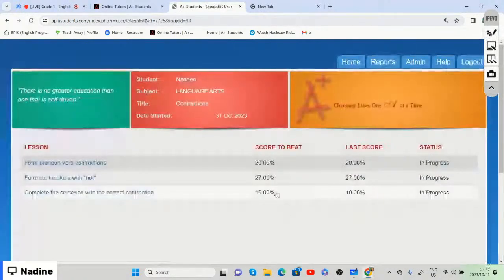So that is basically our lesson on contractions. We said that contractions are two words that we add together to make one word. And whatever letters we leave out, we add an apostrophe in their place. So we call that contractions.